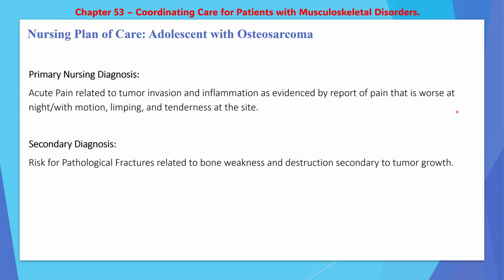So here is the domain safety and infection control. Intervention: perform neurovascular checks on the affected limb every 4 hours: pulse, pallor, paresthesia, paralysis, and pain. The rationale is because tumor growth can cause compartment syndrome or neurovascular compromise. Early detection prevents permanent loss of function or limb. The domain is psychological adaptation.